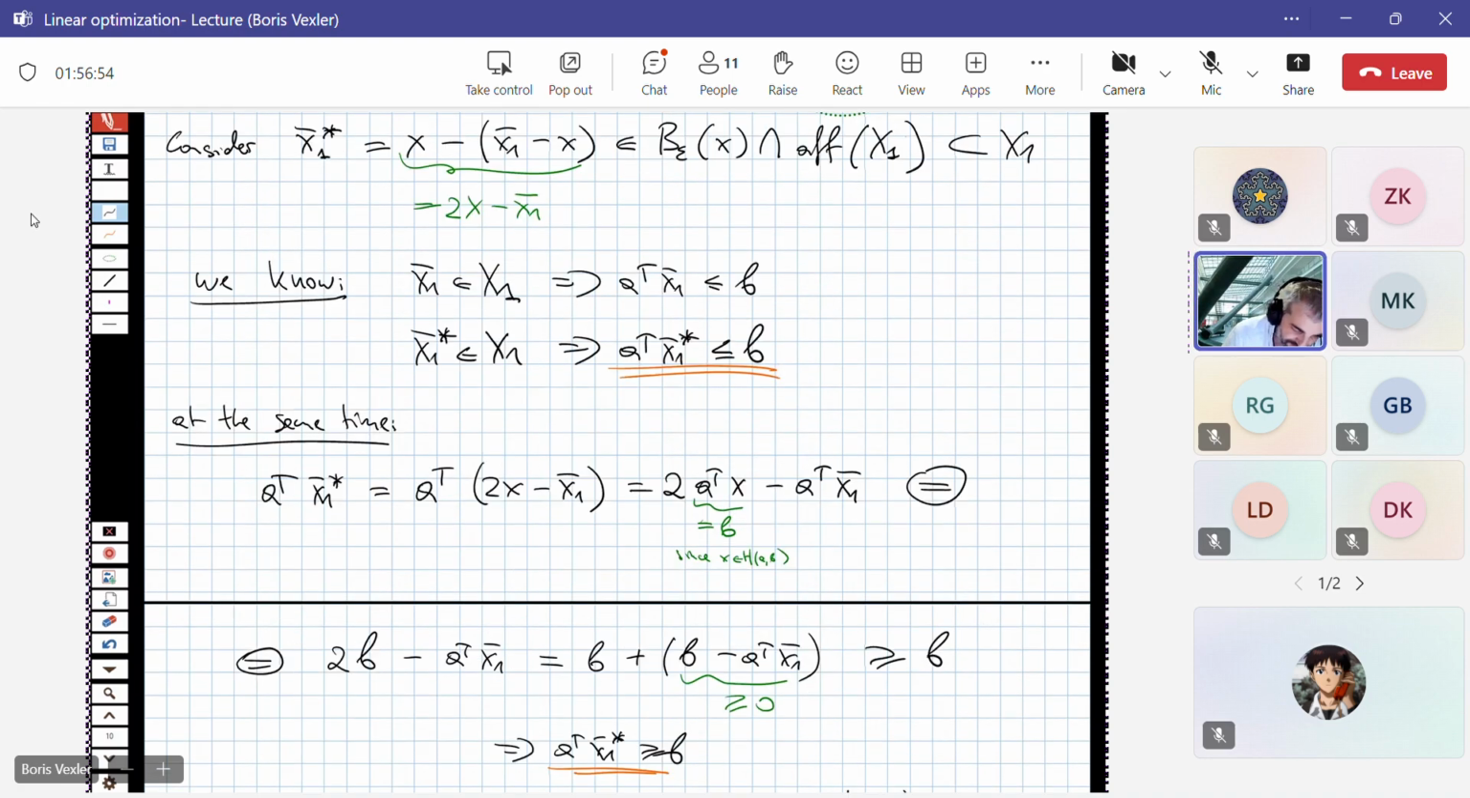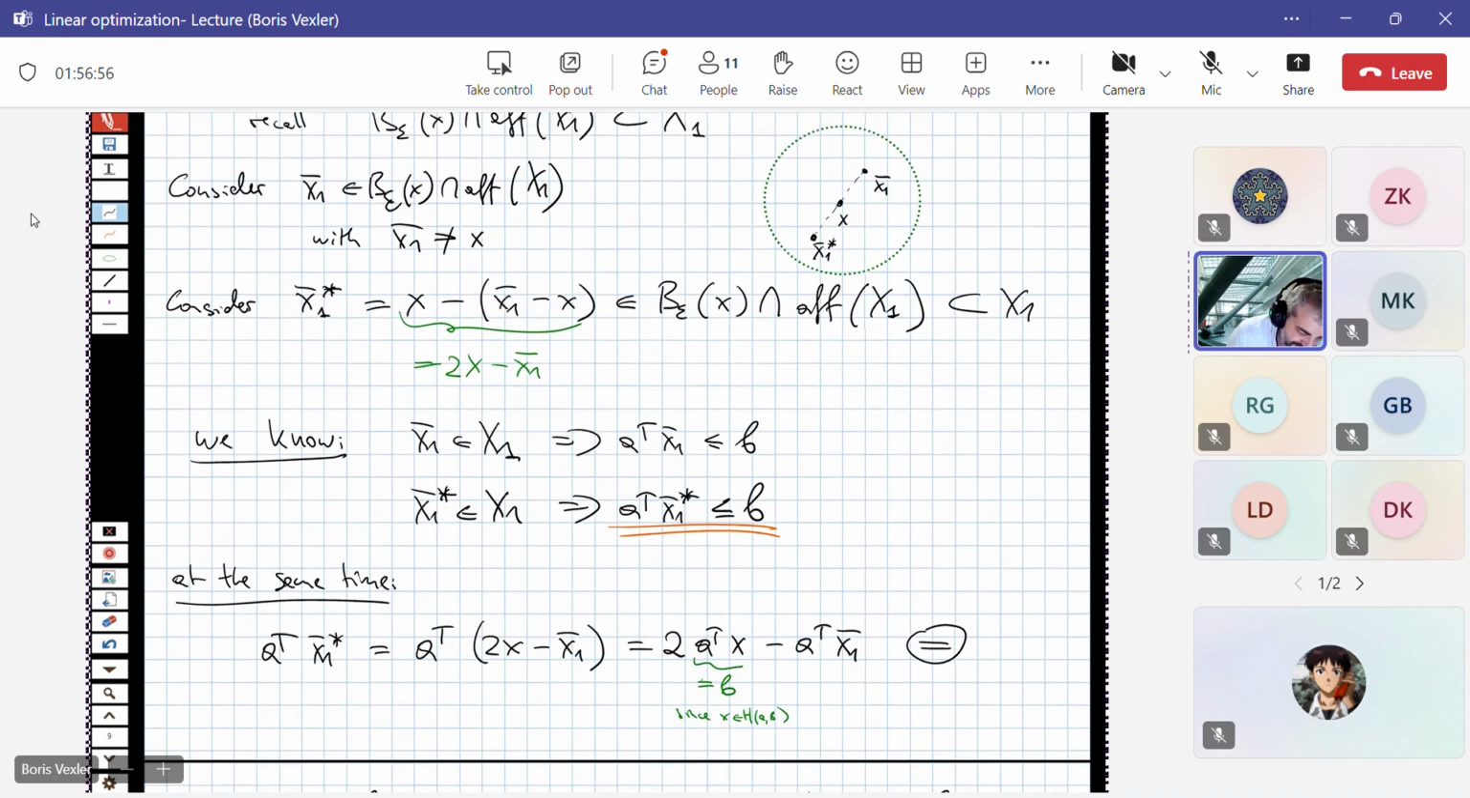Yes, how to see this? Just from this definition, if you know that A transpose times this is equal to B, then you know that also A transpose times this is equal to B, and therefore A transpose times this difference will be equal to 0. But A transpose X is again equal to B. In this way you can see it.